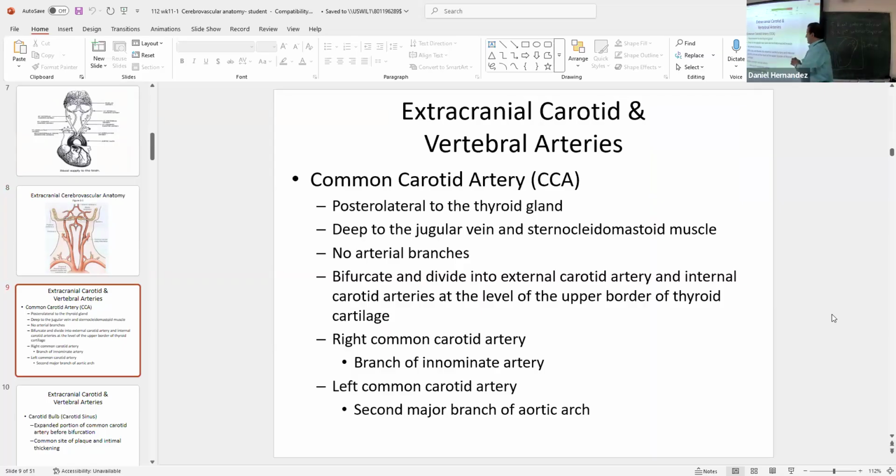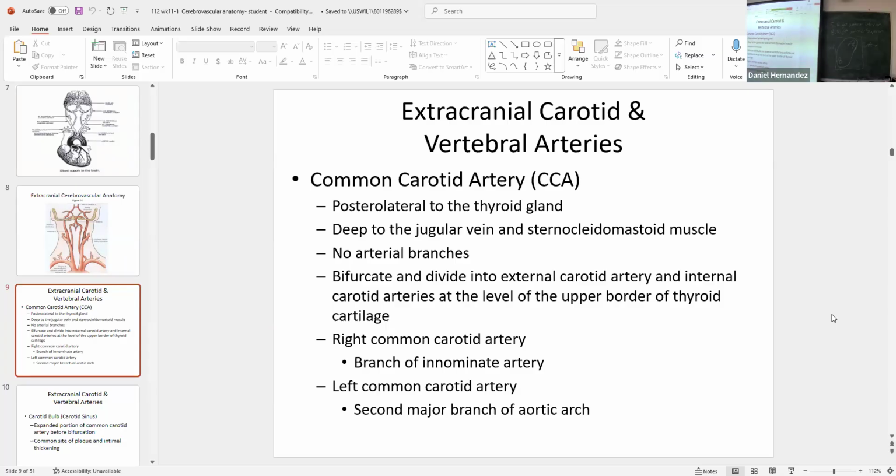So common carotid artery, or CCA. So it's posterior and lateral to the thyroid gland. Patient's thyroid glands are kind of in the middle of the neck here. And when we put our probe down, we can oftentimes see the thyroid gland with the carotid artery, but it exists posterior and lateral. So if the patient's neck is turned, it's posterior to the gland and lateral. So meaning kind of more towards the back of the neck.